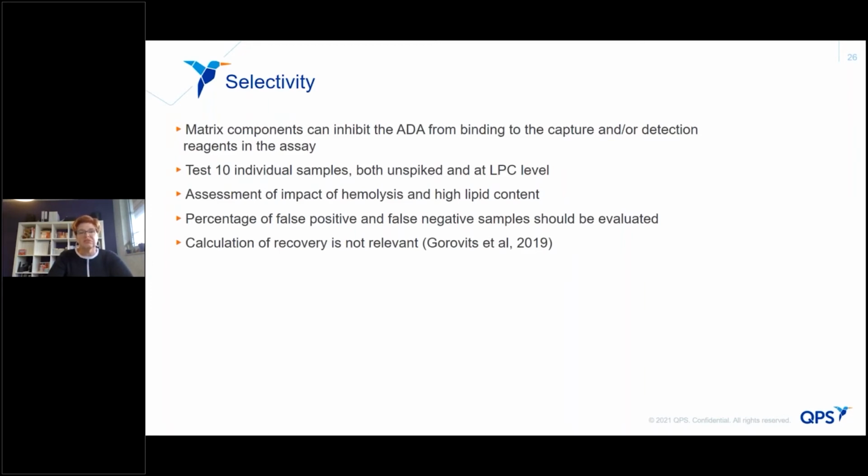For that, 10 individual samples were measured, both spiked and at a low positive control level, and the unspiked samples should be below the cut point and the spiked samples above the cut point. In addition, the effects of hemolysis and the high lipid content are evaluated. With regards to the acceptance criteria, we evaluate the amount of positive and negative samples and do not calculate a recovery because we consider that not relevant.